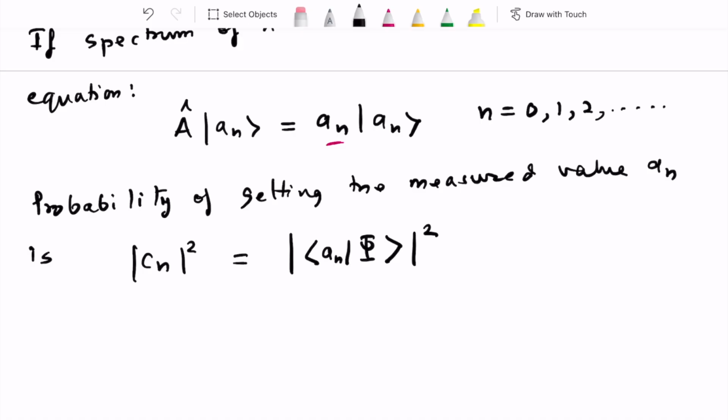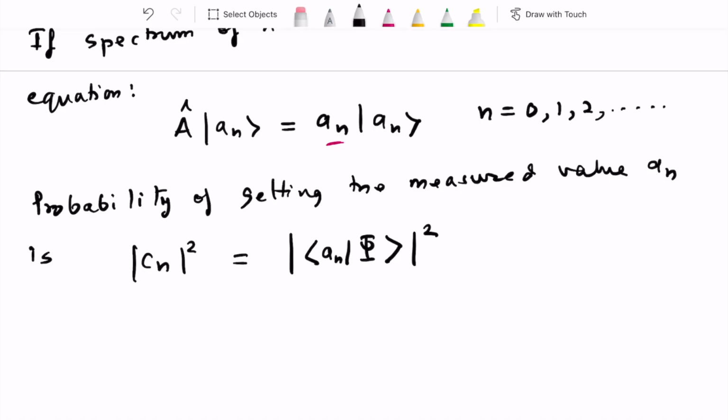And what is the probability of measuring a particular eigenvalue a_n? The answer is just take the scalar product of the eigenstate a_n with the state of the particle before you made the measurement, and complex conjugate square it, and that will give you the probability of finding the particle in that particular state and measuring that particular value of the operator. So that is what happens when you have a discrete spectrum.